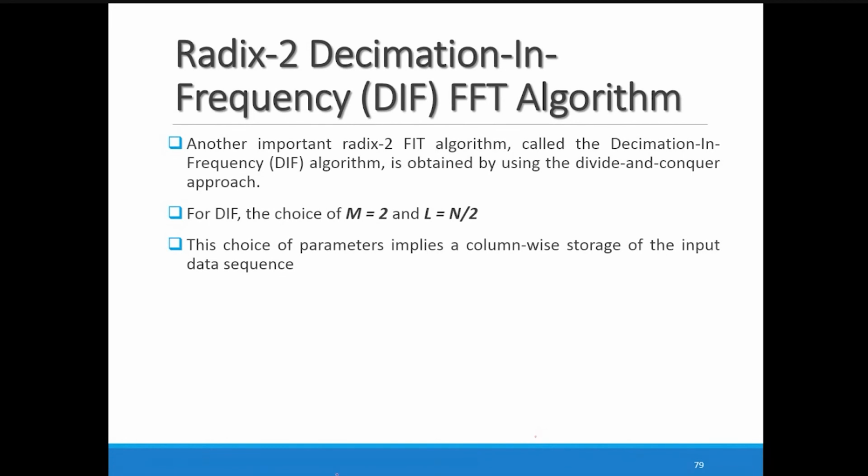And one thing you have to remember: in the previous case we took M equal to N by 2 and L equal to 2, but our choice is now M equal to 2 and L equal to N by 2. So due to this choice, what happened? This choice of parameters implies a column wise storage of the input data sequence. Earlier it was row wise storage of the input data sequence. So we will apply and discuss the DIF in much more detail in the next lecture.